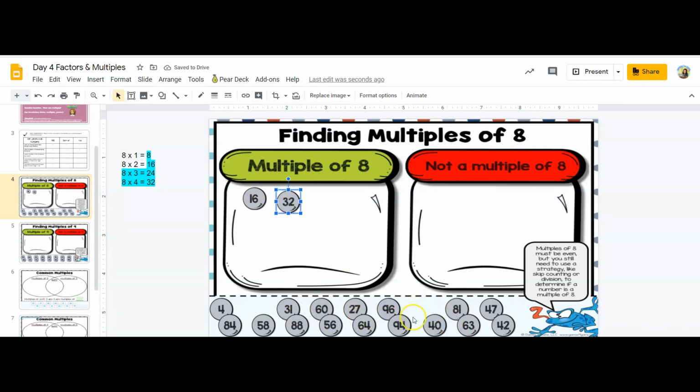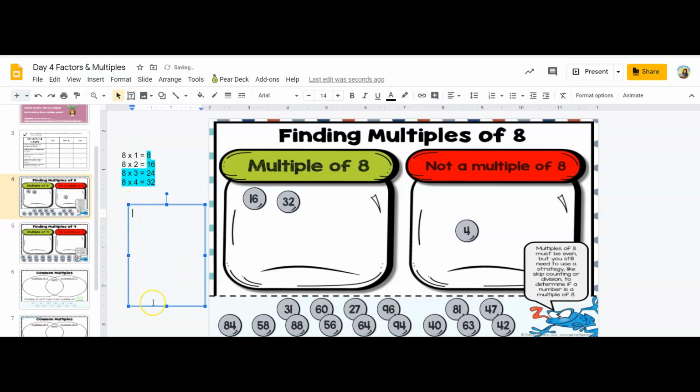When you're done and you've found all the multiples of 8, everything else that's remaining down here is not a multiple of 8. For example, the number 4 is not a multiple of 8, and so that is going to come into this box right there. So take your time. Remember, you can always create a multiplication chart on the side of your paper by clicking the T for the text box, creating a box, and you can create your 8s right there. You can also use your multiplication chart to help you.